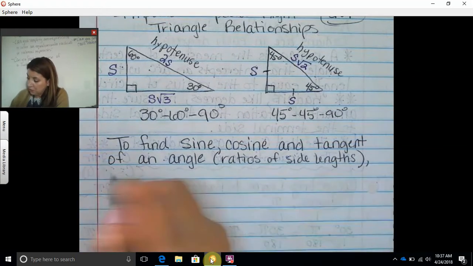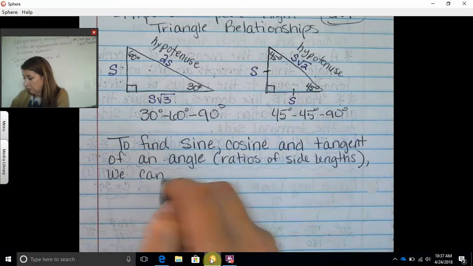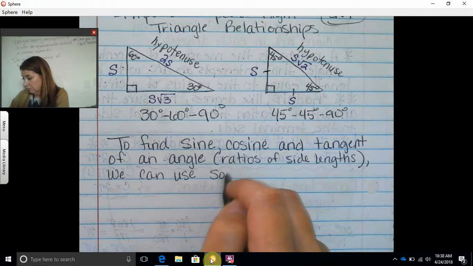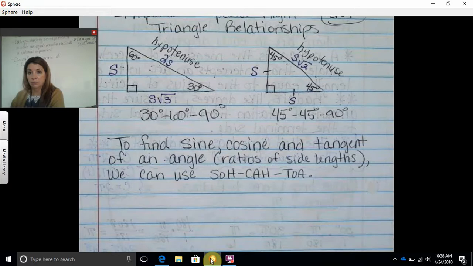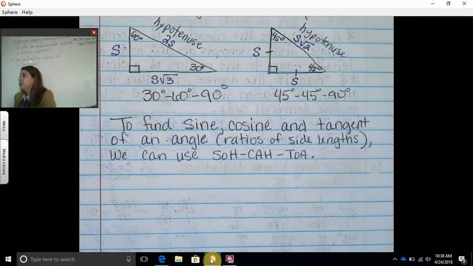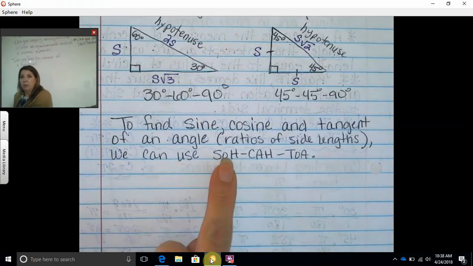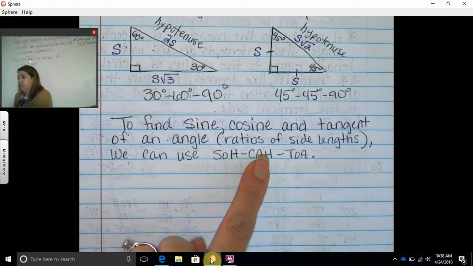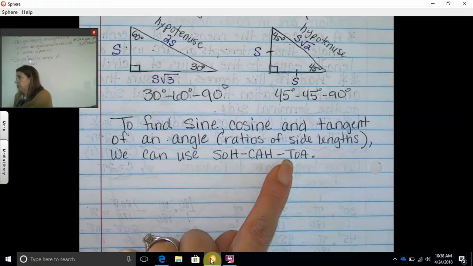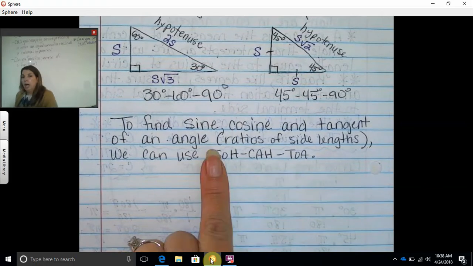We can use SOHCAHTOA. Y'all ever heard of SOHCAHTOA? Yeah? Some teachers don't teach it using SOHCAHTOA, but that's the easiest way for me to remember. If I'm looking for sine, how do I find it? Sine is opposite over hypotenuse. If I'm looking for cosine, cosine is adjacent over hypotenuse. If I'm looking for tangent, it's opposite over adjacent. We're going to write all that out, don't worry. But that's how I remember it.